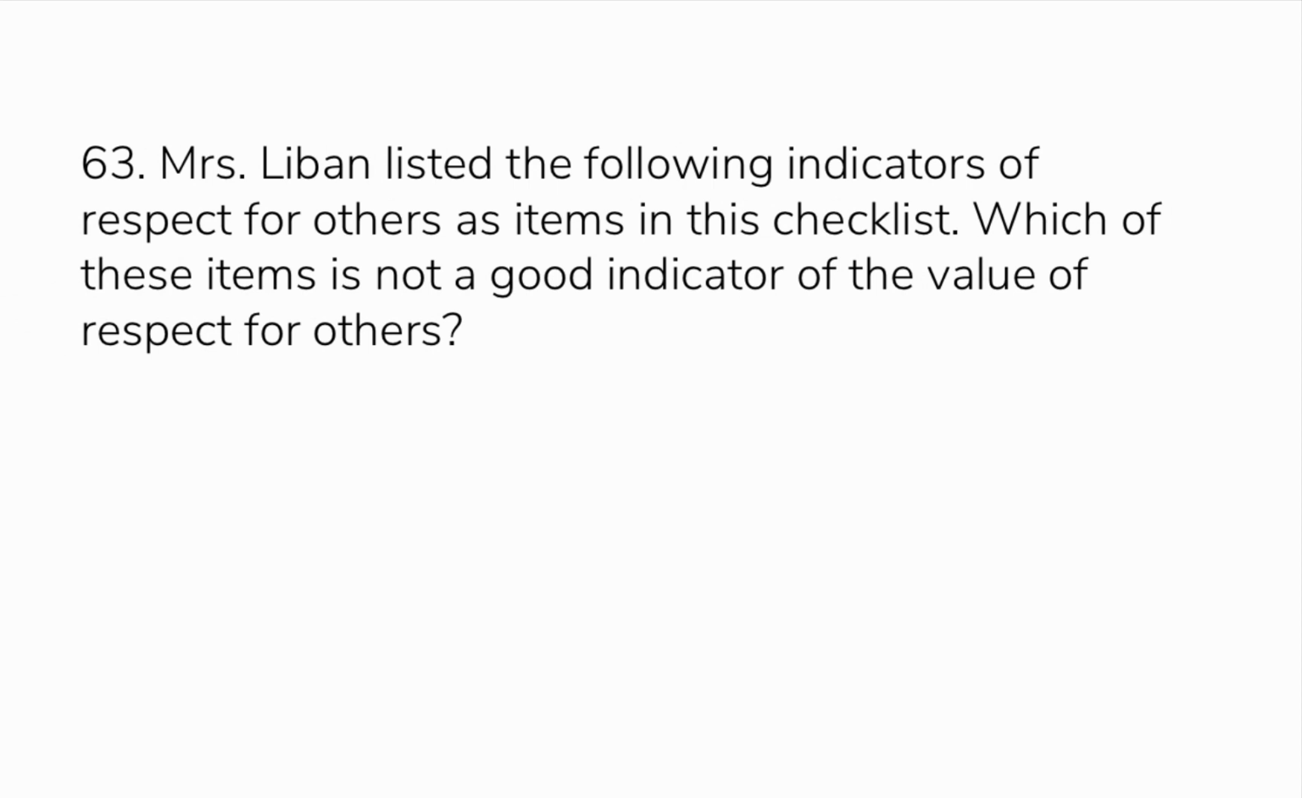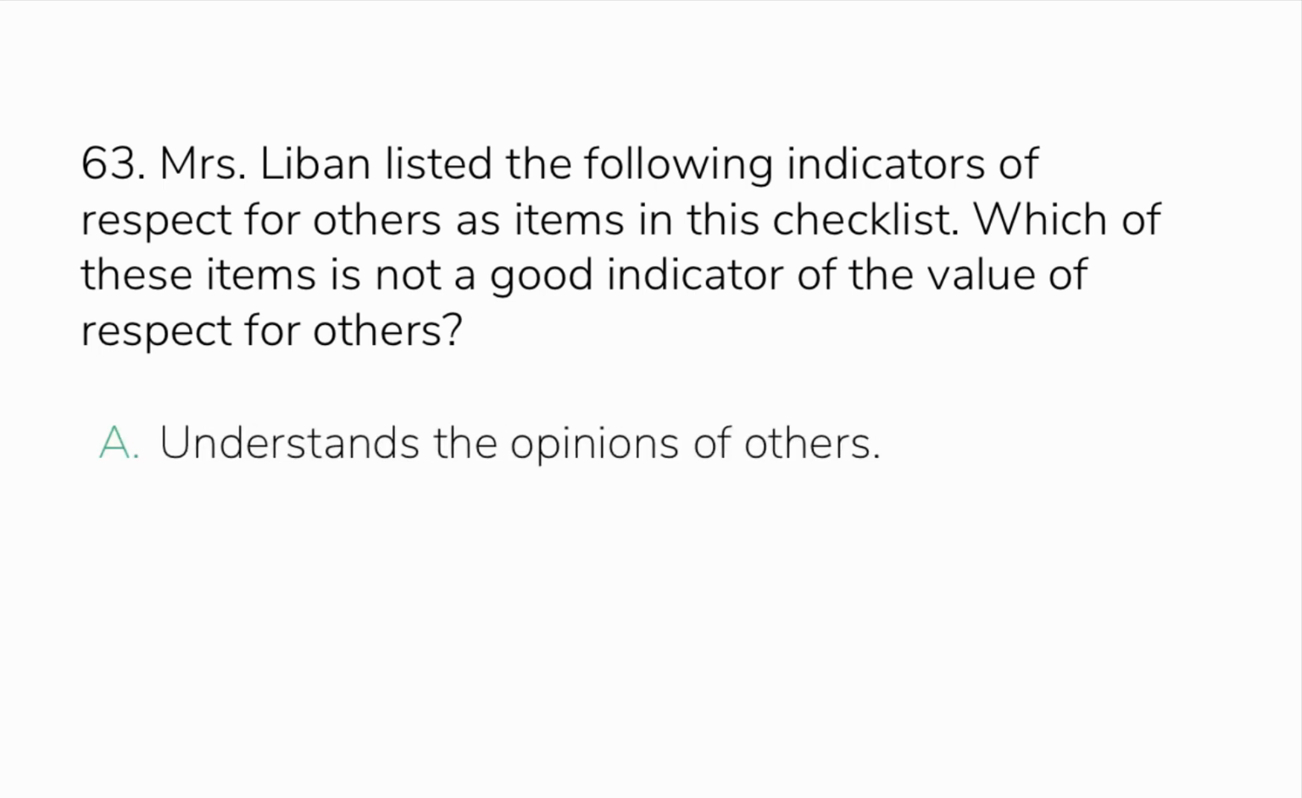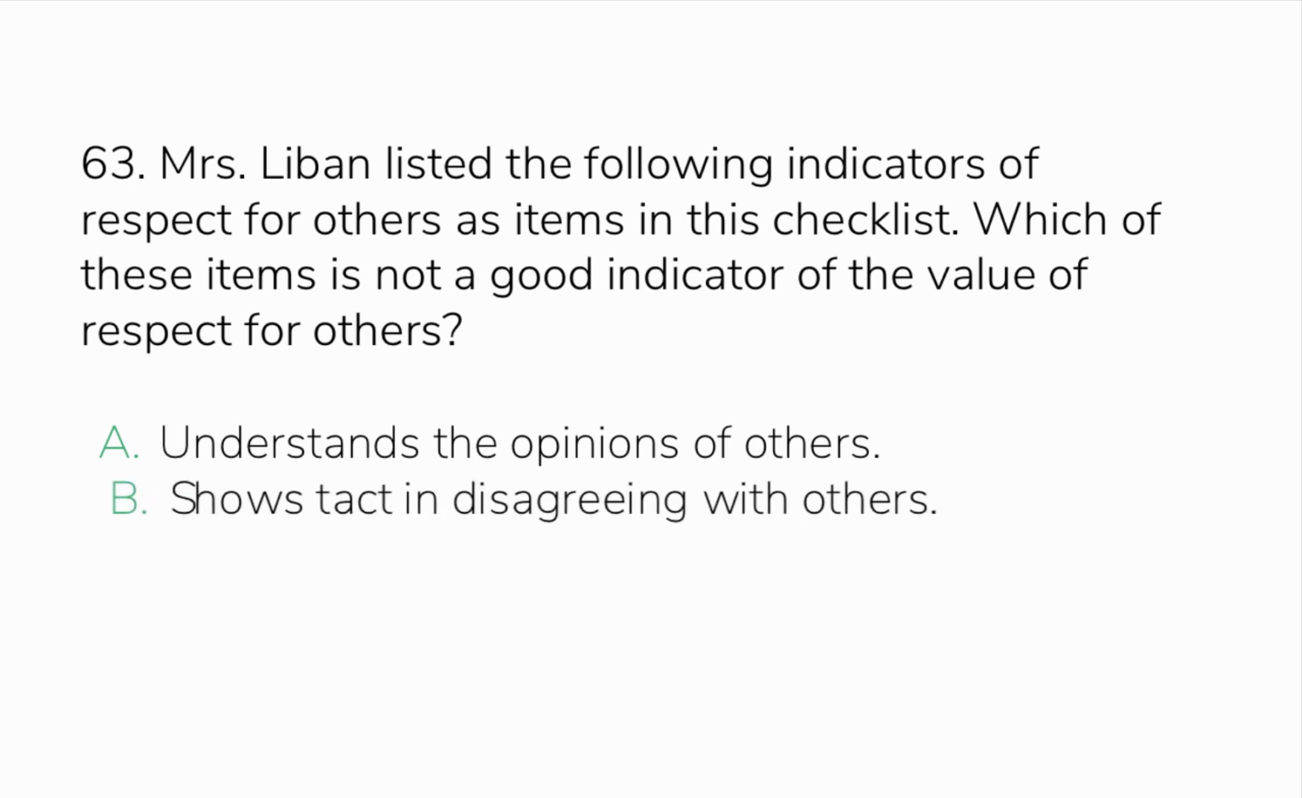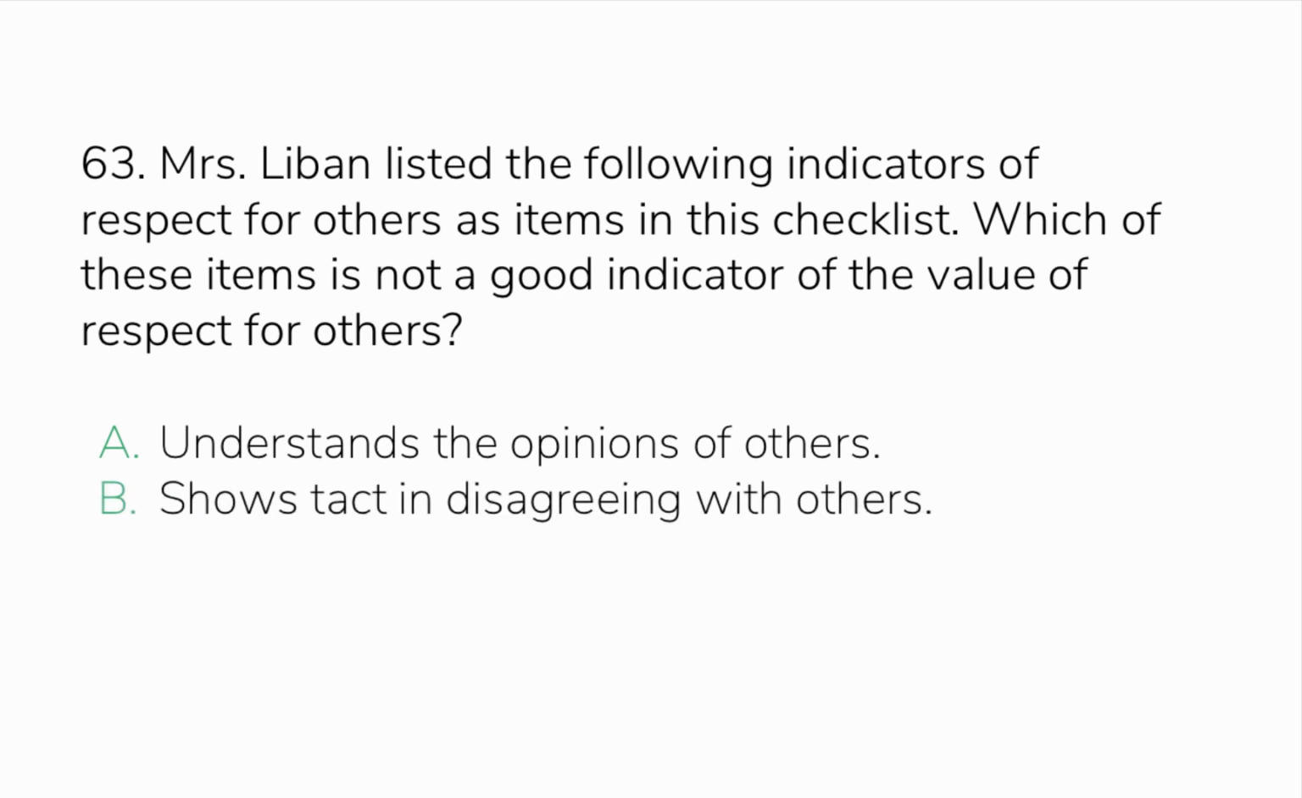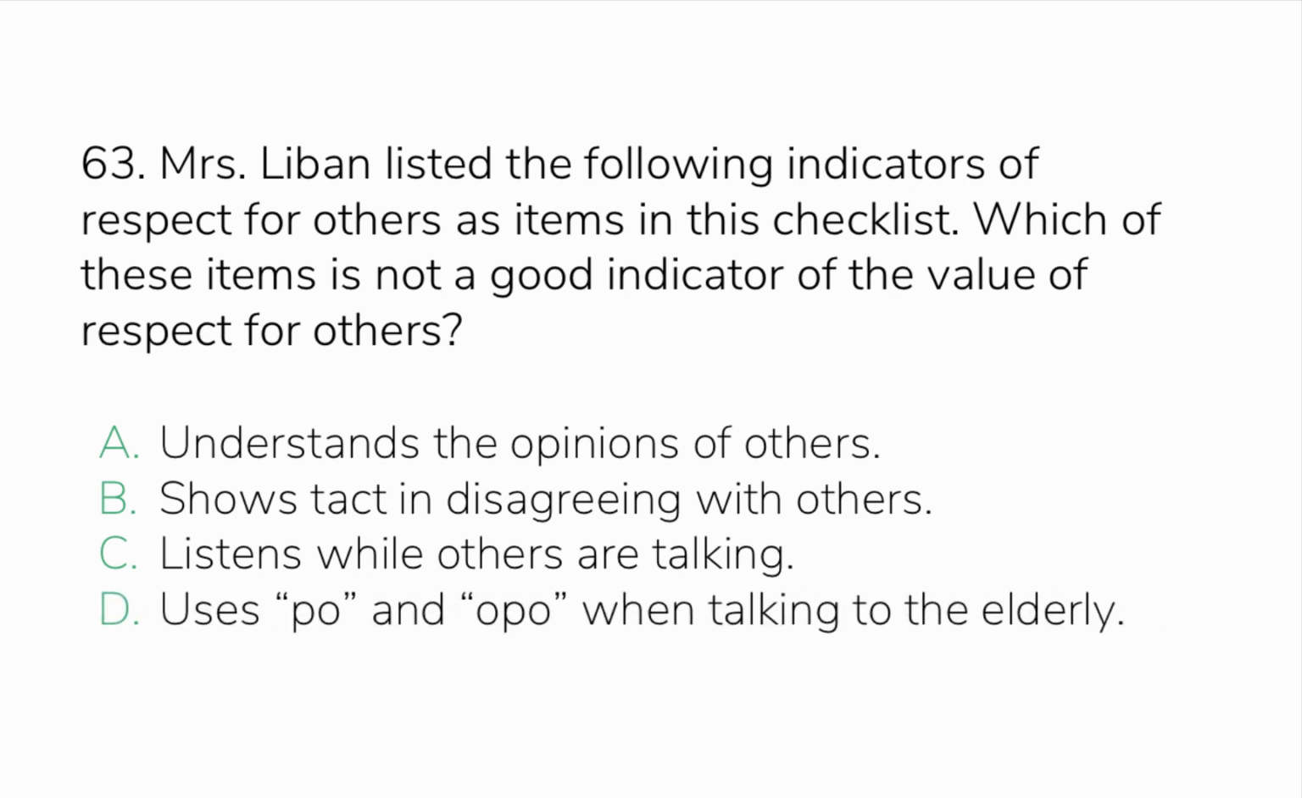Number 63. Mrs. Liban listed the following indicators of respect for others as items in this checklist. Which of these items is not a good indicator of the value of respect for others? Understands the opinions of others. Shows tact in disagreeing with others. Listens while others are talking. Uses po and opo when talking to the elderly. Indicators of respect, which is not?